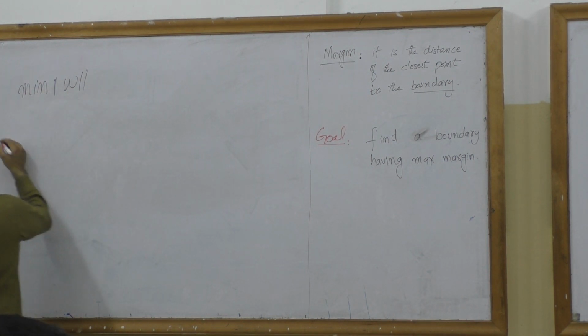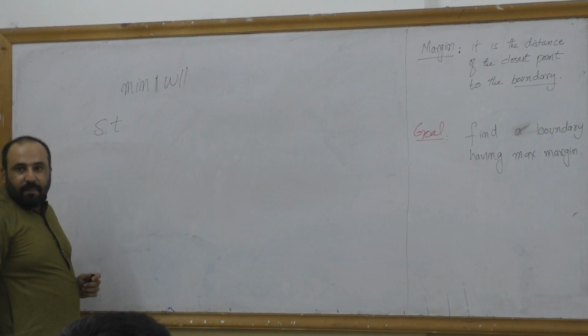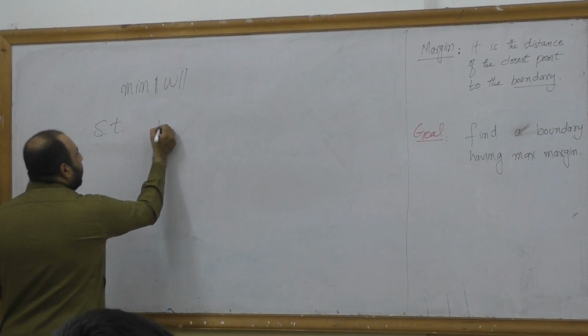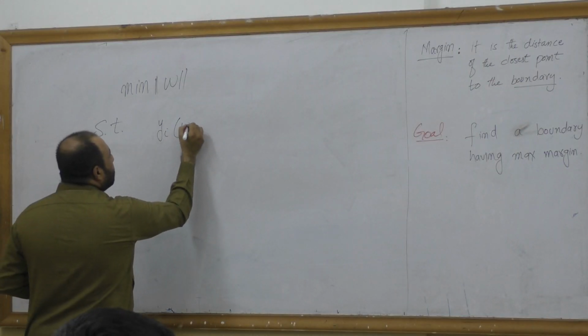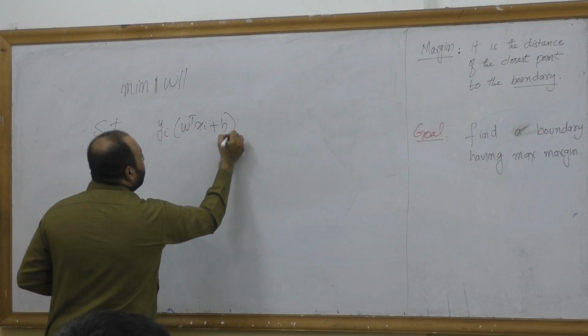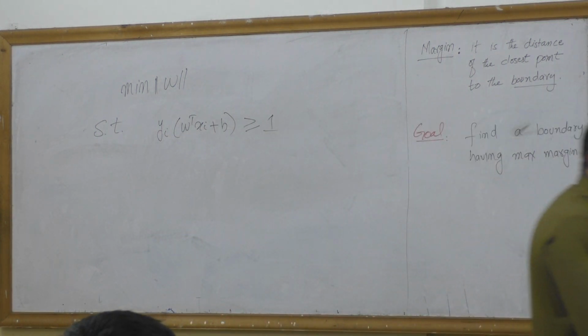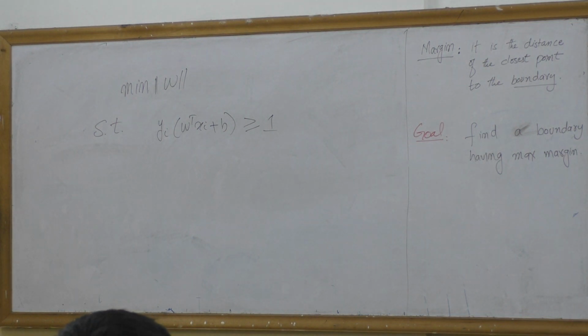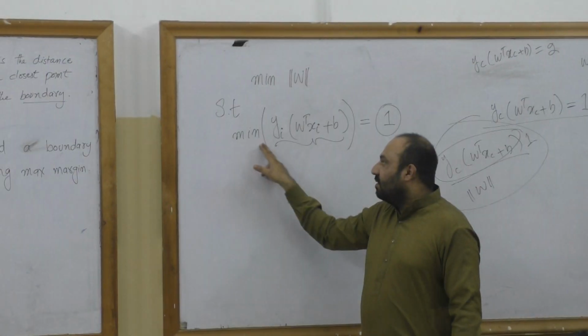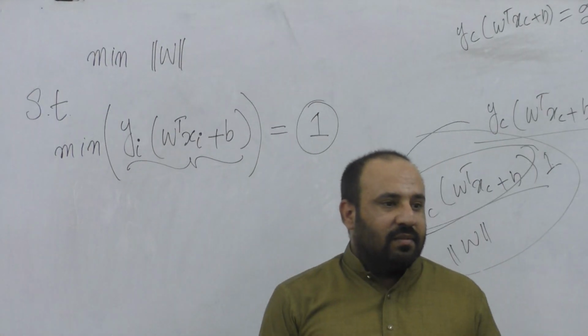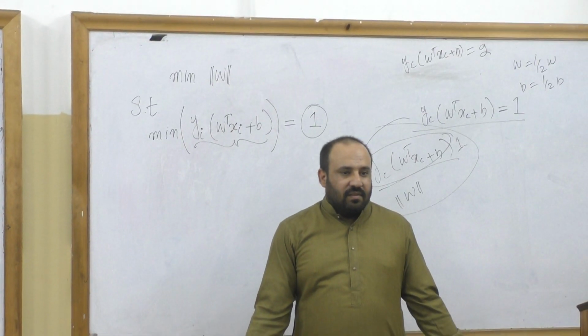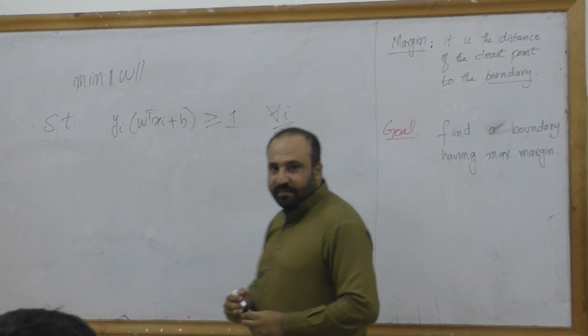Minimize ||W|| subject to the constraint that yi times (W transpose xi plus b) is greater or equal to 1 always. That's it, no min required. For the points that are closest, it is 1. For points that are not closest, it is greater than 1. No need to write this min here. If the minimum is 1, the rest are larger than it. So we can write it this way for all data points.